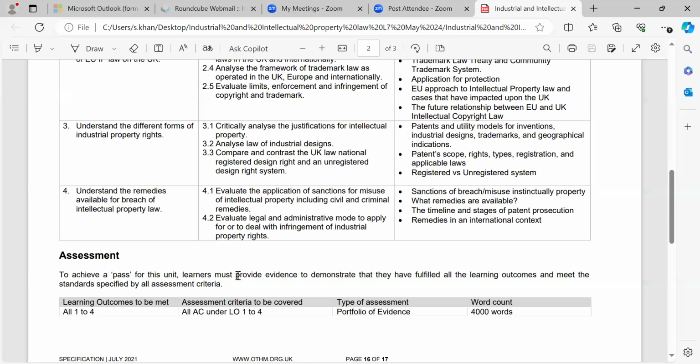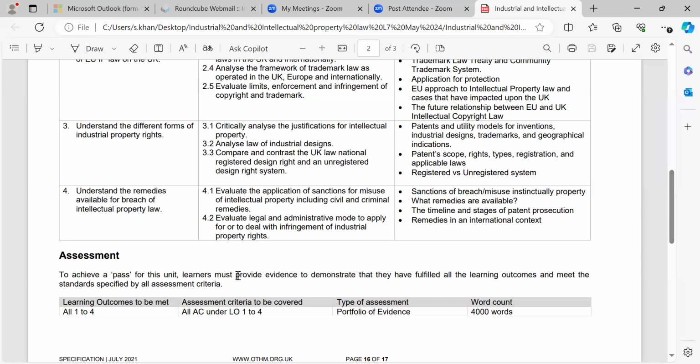The final learning outcome is learning outcome 4, which is to understand the remedies available for breach of intellectual property. We'll be looking at 4.1, which will evaluate the application of sanctions for the misuse of intellectual property, including civil and criminal remedies. 4.2 to evaluate legal administrative mode to apply for or to deal with infringement of industrial property rights. Indicative content for learning outcome 4 is to look at sanctions of breach, the misuse of property, what remedies are available for individuals, timeline and stages of patent prosecution, and remedies in international contexts.